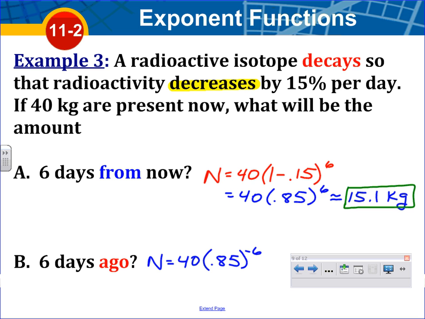So there we go. 40 times 0.85 to the -6th power. Put that in the calculator, and you should get 106.1 kilograms. All right, so there we go.